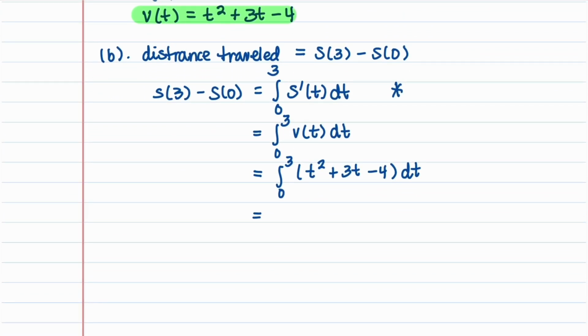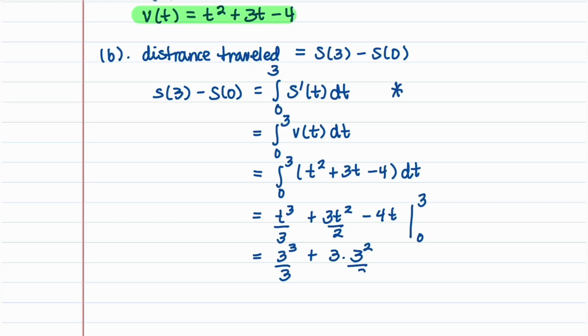Let's see what this gives us. This is t cubed divided by 3 plus 3t squared divided by 2 minus 4t, and we're evaluating this from 0 to 3. This gives us 3 cubed divided by 3 plus 3 times 3 squared divided by 2 minus 4 times 3. And then it's always nice when our lower limit is 0 because we just subtract off 0.